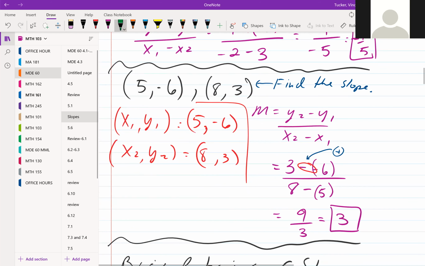So to go ahead and finish calculating our slope, we have 3 minus -6; negative to negative turns positive. And then 8 minus 5 is 3. So 9 over 3 is 3 when we simplify.